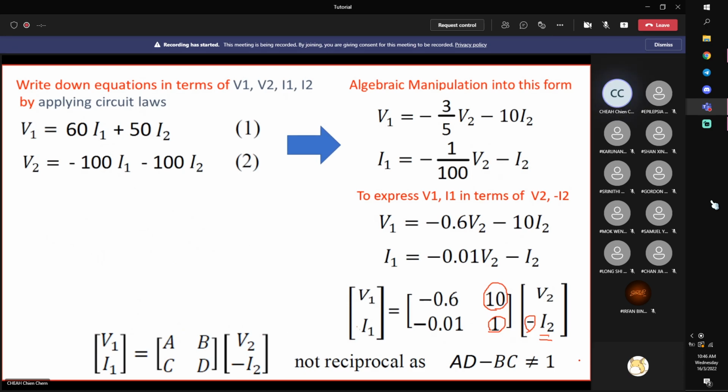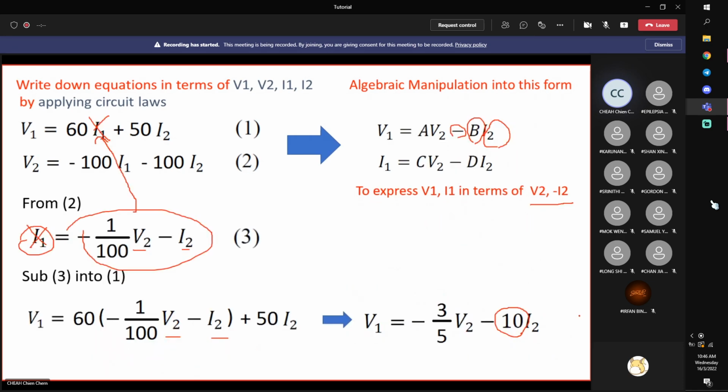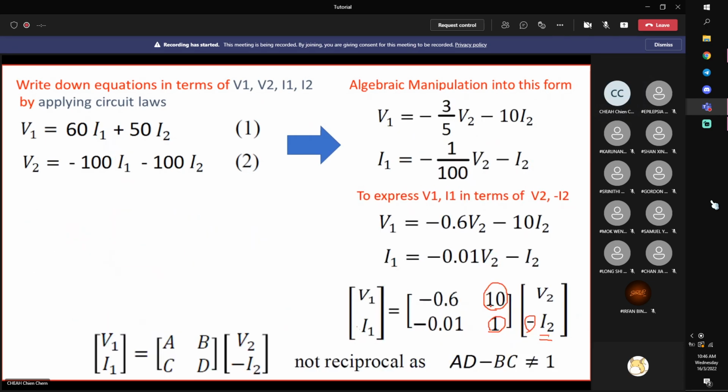Now, if you want to check based on your ABCD parameters, then what you need to do is to take the determinant of your matrix. AD, right? A multiplied by D minus B multiplied by C must be equal to 1, otherwise it is not reciprocal. Any questions?